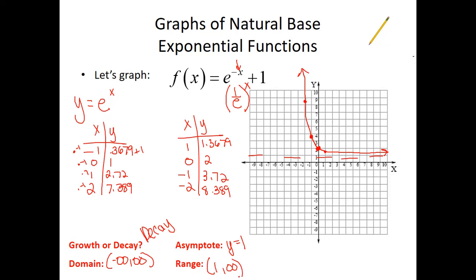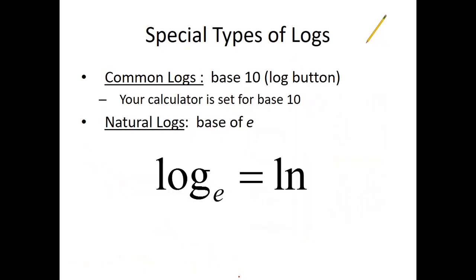So that's all good about e, but what about ln? Well, just like when we talked about common logs, which was a base of 10, that was the log button, there is such a thing called a natural log, which is a base of e. So log with a base of e, so log with a base of 2.72, would be known as a natural log, an ln. And knowing how to work with them is very important.